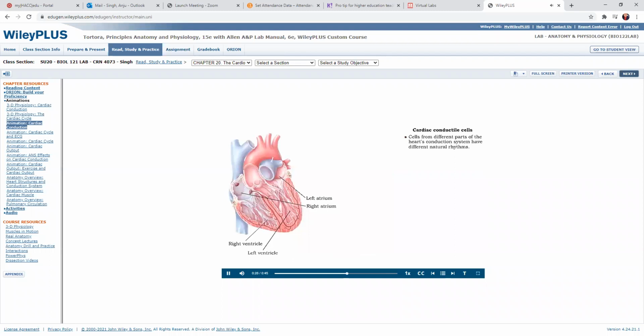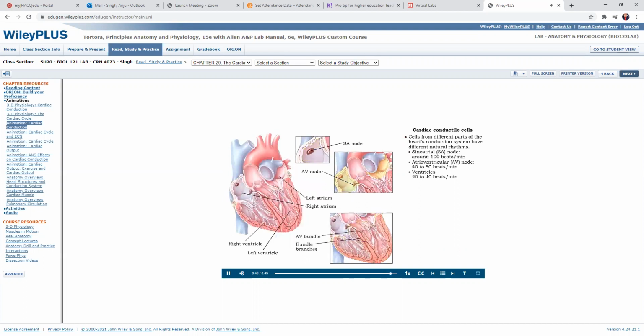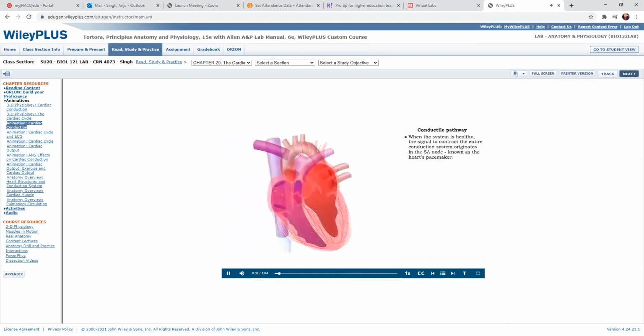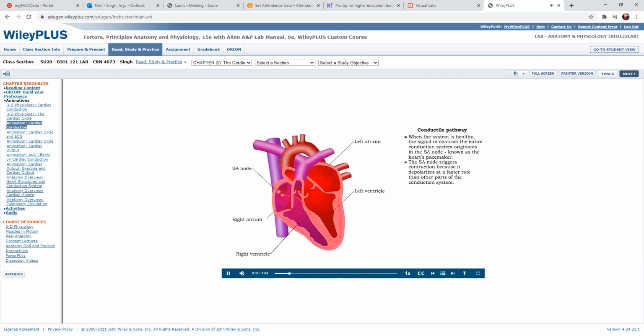Cells from different parts of the heart have different natural rhythms, ranging from 100 action potentials, or beats per minute, in the sinoatrial node, to 40 to 50 beats in the atrioventricular node, to only 20 to 40 beats in the ventricles. The SA node is known as the healthy heart's pacemaker. Action potentials generated from the SA node spread to other areas of the conduction system and trigger contraction before the other areas are able to generate action potentials at their own slower rate.